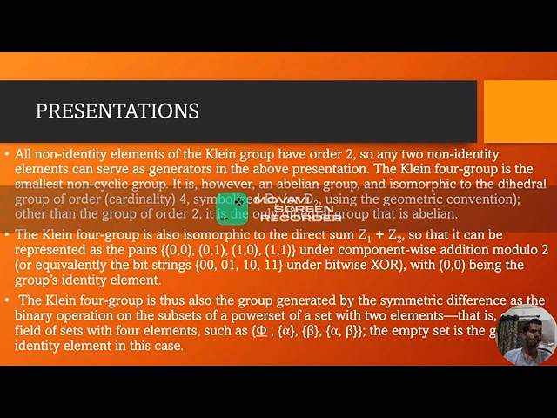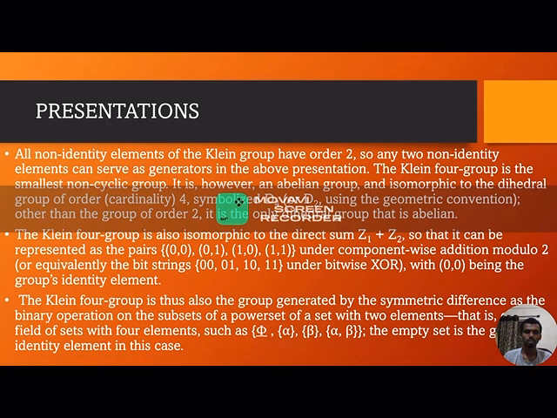The Klein 4 group is thus also the group generated by the symmetric difference as the binary operation on the subsets of a power set of a set with two elements, that is, a field of sets with four elements such as phi, alpha, beta. The empty set is the identity element in this case.